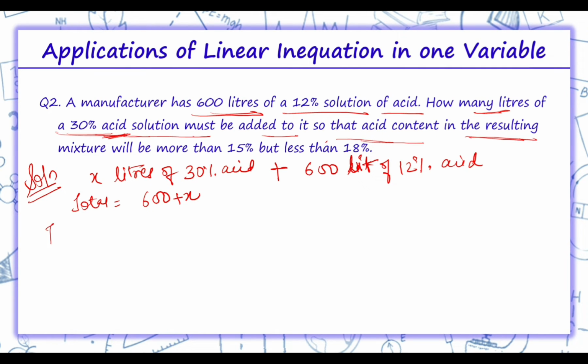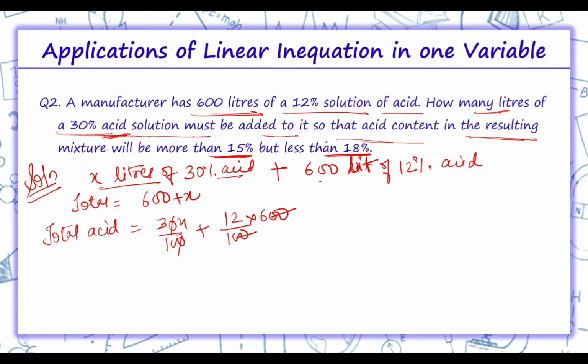Total acid content in the mixture: x liters of 30% means 30x by 100, and 600 liters of 12% is 12 by 100 into 600. So this is our total acid content, and 600 plus x is the total liters. Now it is given that the acid content in the resulting mixture will be more than 15% but less than 18%. That means whatever we are getting here is more than 15% but less than 18%.